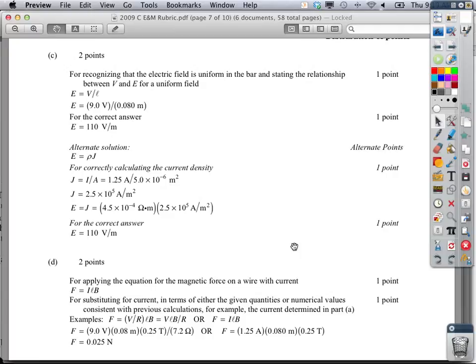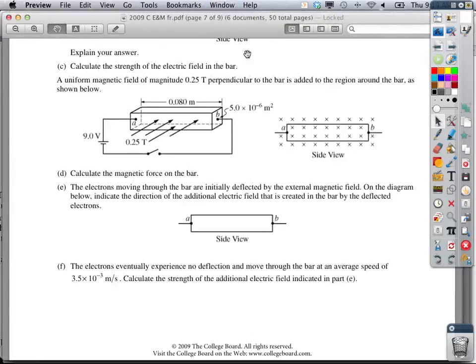And if you look at this circuit, do we not know the voltage across this thing? Yeah, we know it's 9. And because we know the length, that should click and make us say, oh, volts per meter. Done. Does that make sense?